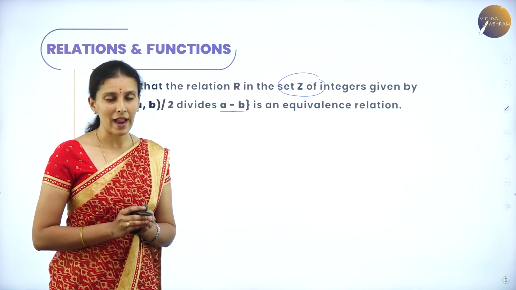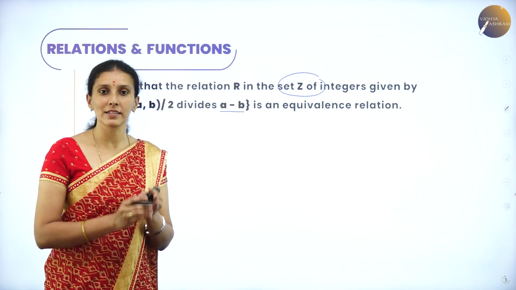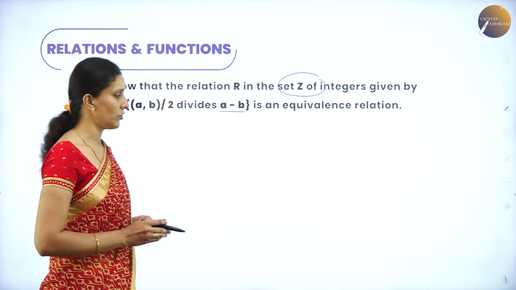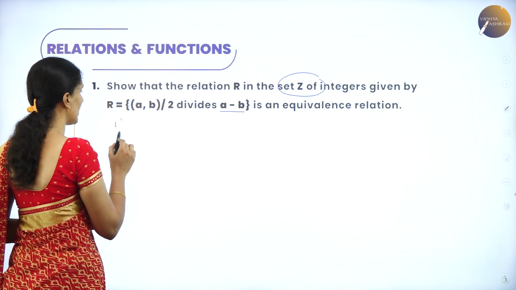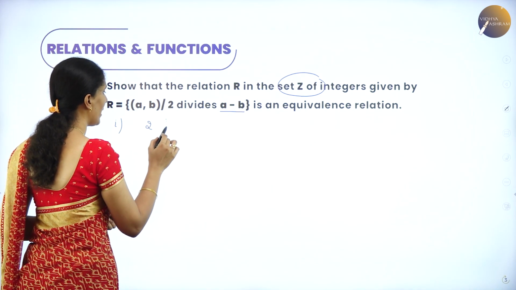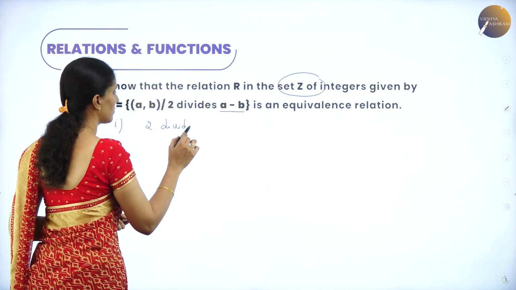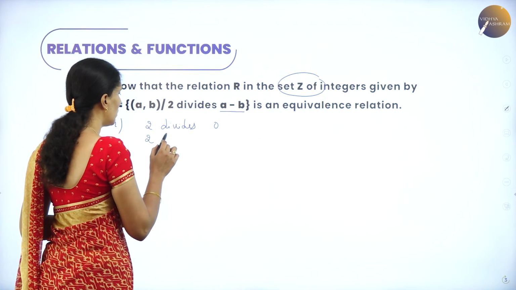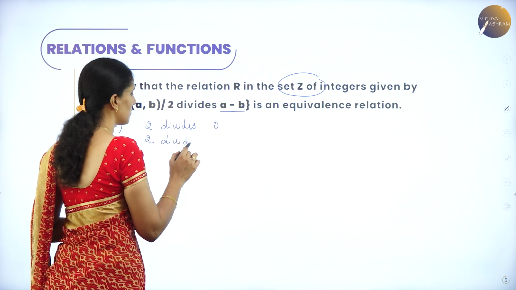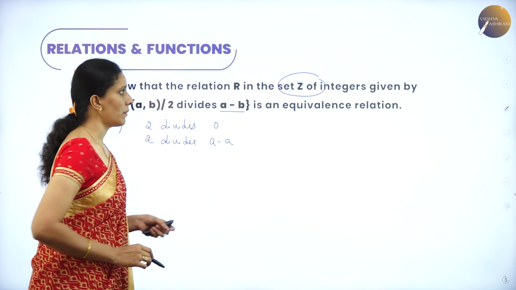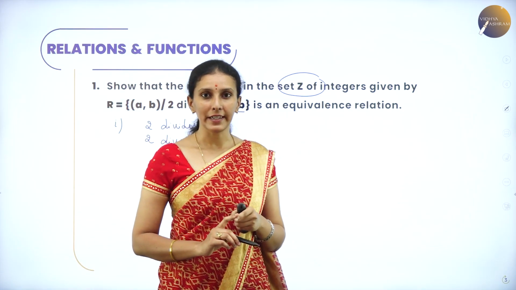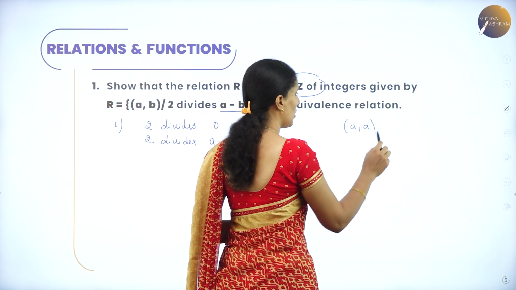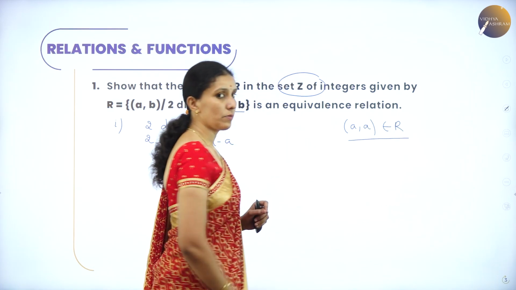To prove this relation as an equivalence relation, what is the first thing we have to do? We have to show that it is reflexive, it is symmetric, it is transitive, and hence it is an equivalence relation. So here let us prove the first result. Let me write 2 divides 0. Why am I writing 0? Because 2 divides A minus A. Suppose you take the set of integers, because for reflexive, A comma A must belong to R. This condition must be satisfied.